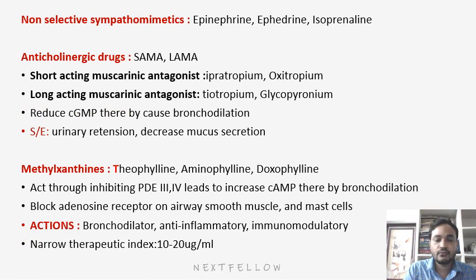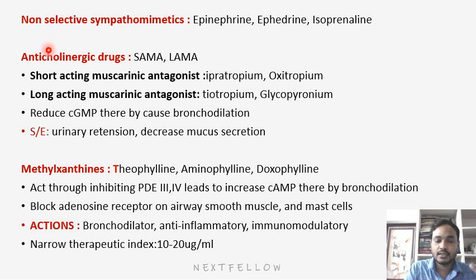The next group of drugs is the non-selective sympathomimetics. In that group we have epinephrine, ephedrine, and isoprenaline. These drugs are not commonly used in emergency situations. If you don't have other drugs like salbutamol, a beta 2 agonist, and steroids, we will use these drugs, mainly epinephrine. Epinephrine is used as a nebulization or subcutaneous injection in emergency situations.